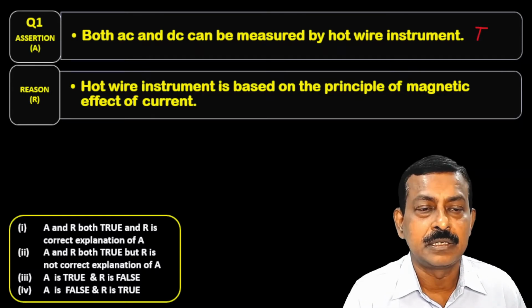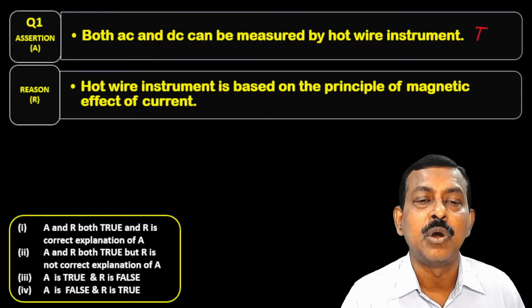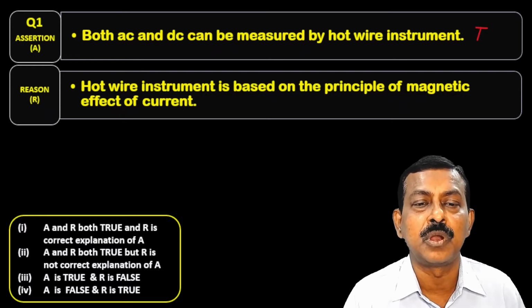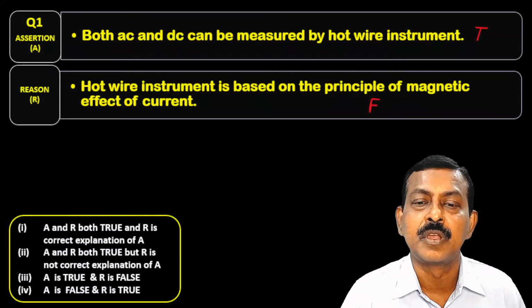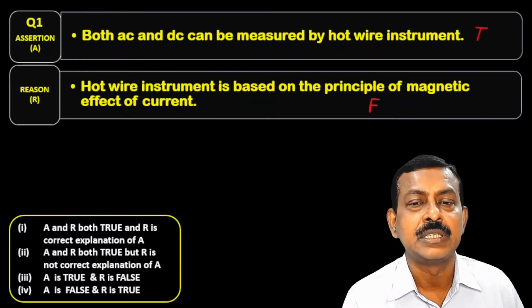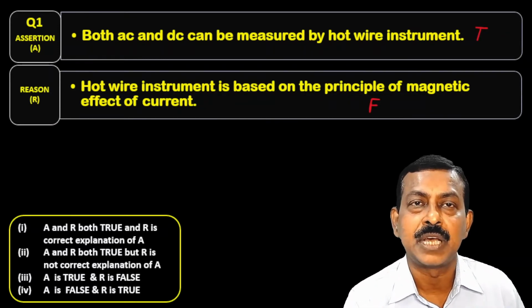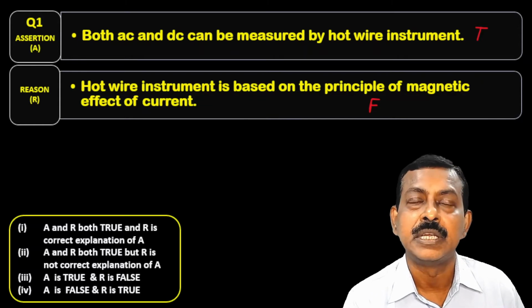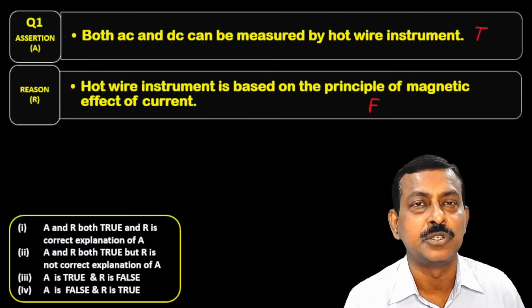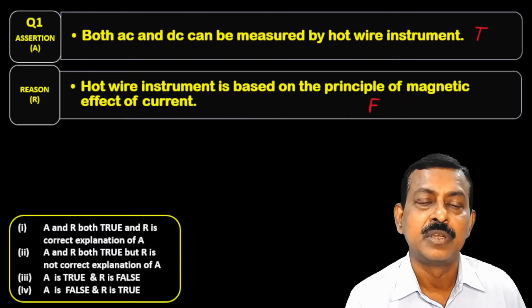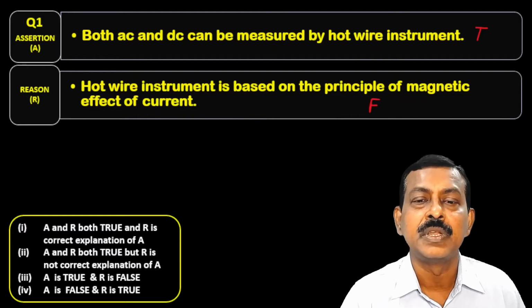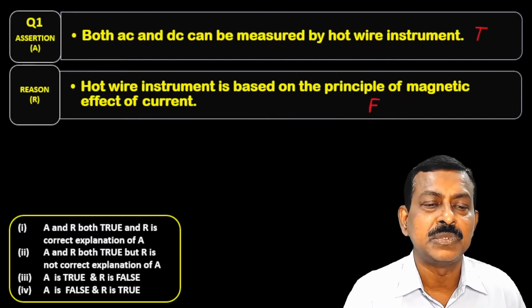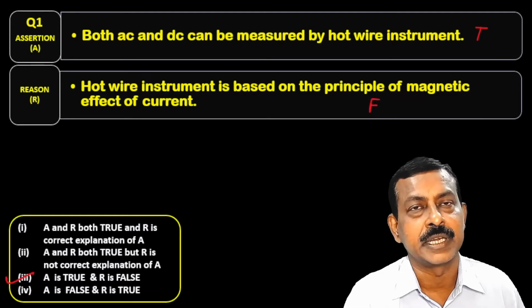And the second, that is the reason part which is given, hot wire instrument is based on the principle of magnetic effect of current. This is false, because as we have just discussed, hot wire instruments are based on the principle of heating effect of current, that is the Joule's law of heating. So here assertion is true, reason is false, so that means the third option is the correct one.